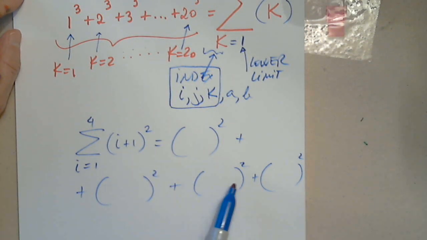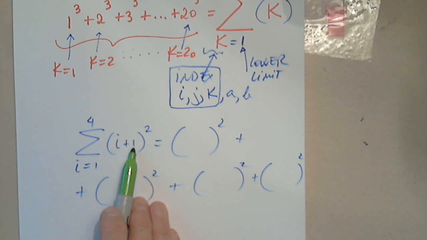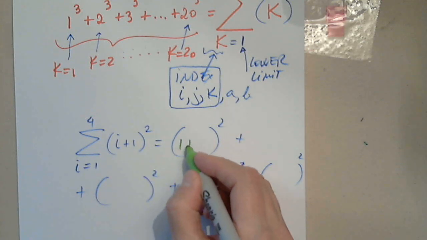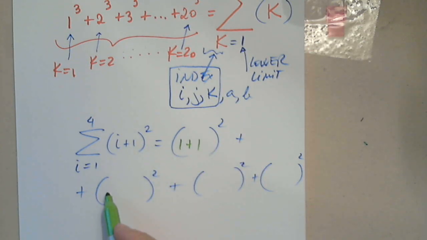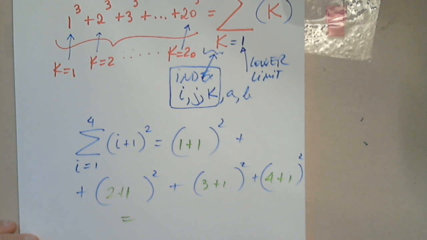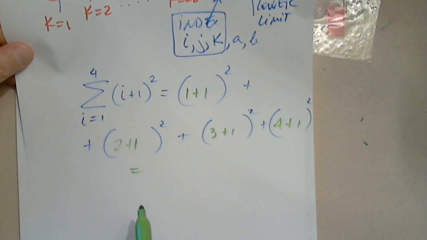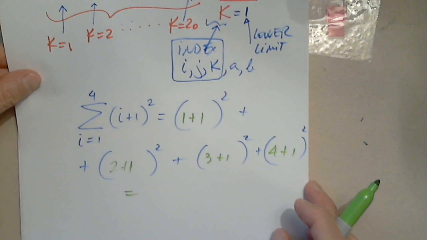So can anyone give us any of these terms? We decided that there must be 4 terms. So what will be the first term? When i is 1, 1 plus 1. Thank you. When i is 2, 2 plus 1. When i is 3, 3 plus 1. Very good. Can I do this by hand? Yes. But if you give me this number to be 20 or 30 or 40, it will take me a long time. So I'll show you how we calculate this with the calculator.